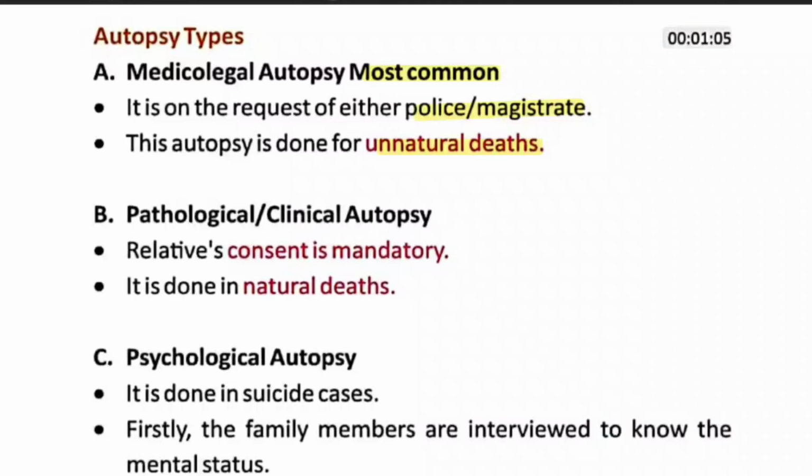The second type is pathological and clinical autopsy. Here the relatives' consent is mandatory, and it is done in natural deaths. Natural deaths are deaths by illness or any kind of pathology. The third type is psychological autopsy. This is done mostly in suicide cases, and firstly the family members are interviewed to know the mental status.